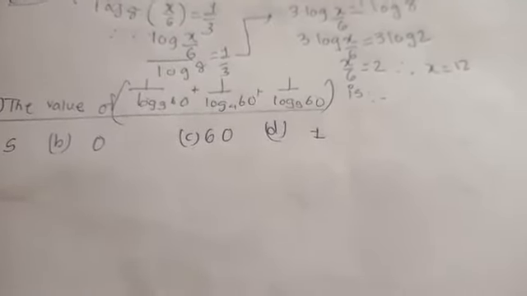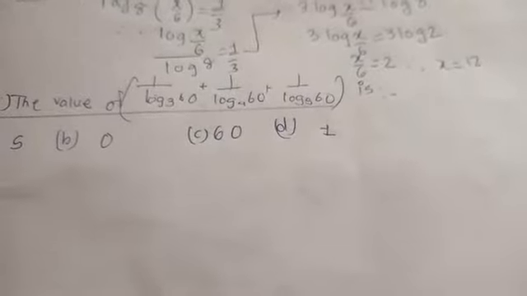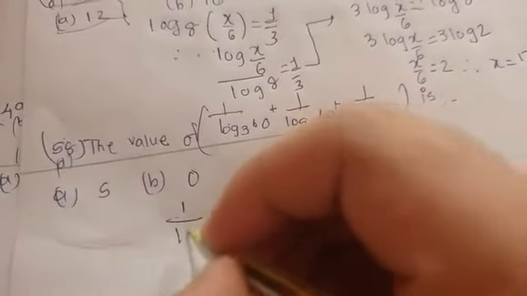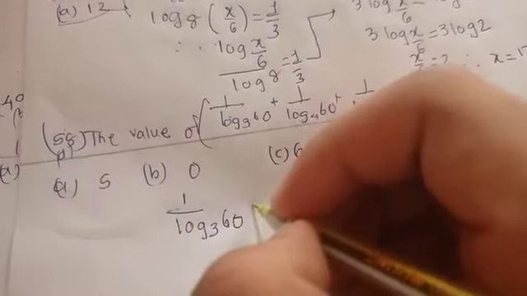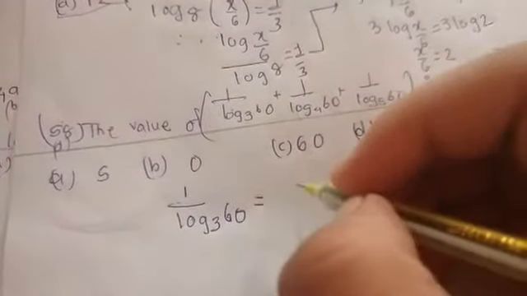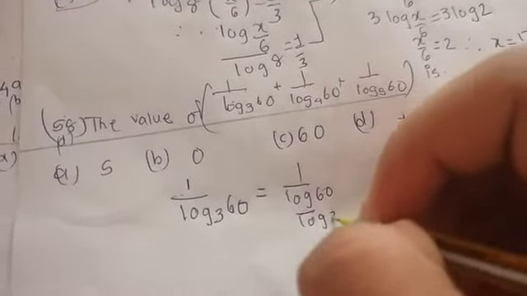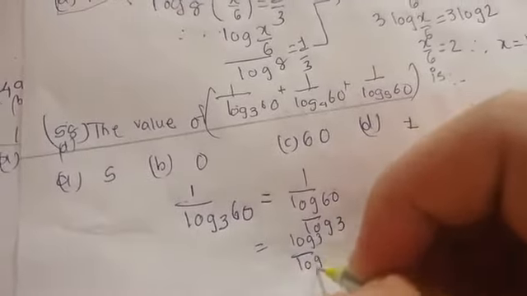58th question. The value of 1 upon log 60 to the base 3 plus 1 upon log 60 to the base 4 plus 1 upon log 60 to the base 5 can be written as follows. Log 60 to the base 3 can be written using change of base property as log 60 upon log 3, so its reciprocal is log 3 upon log 60.